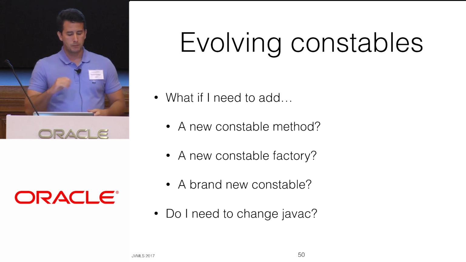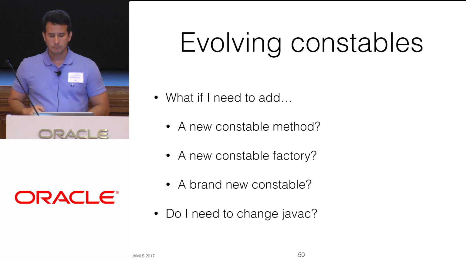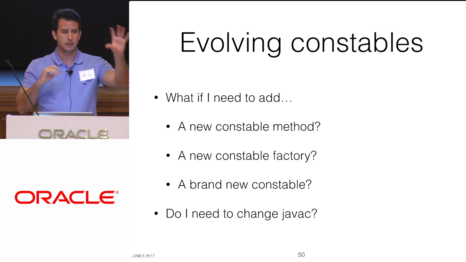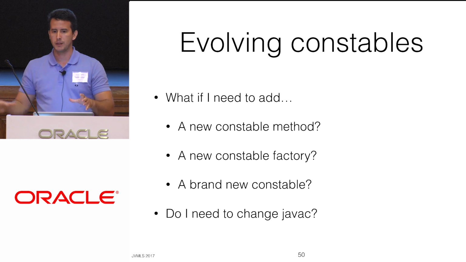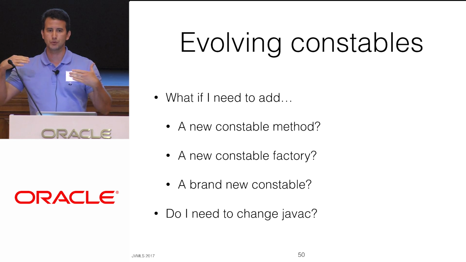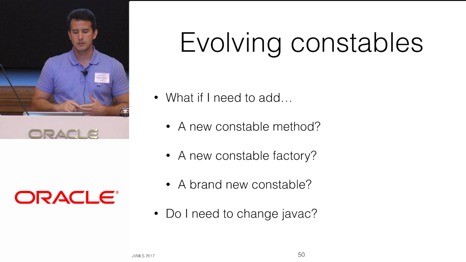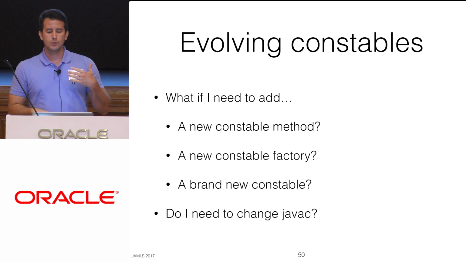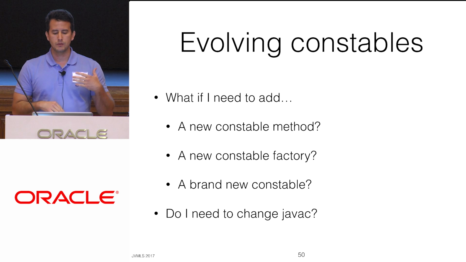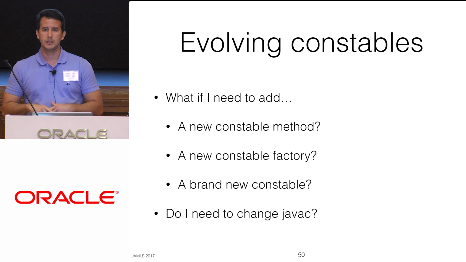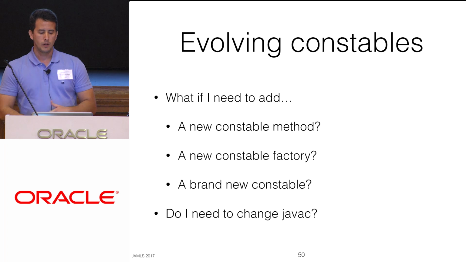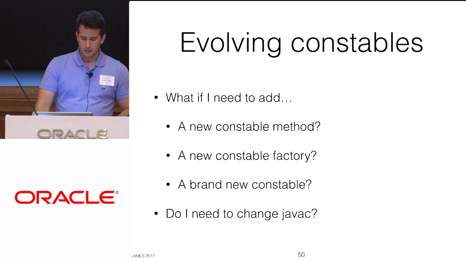So we got to a point where we have all of these. We have several consoles with methods with the annotation to inform the compiler to track some of those methods. So what now if I need to add a new console method? What if I need to add a new factory or a totally new console? Do I need to change the compiler? Well, the answer is no.